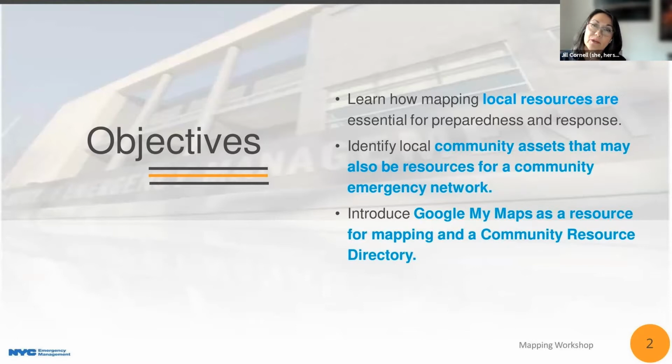So we are going to go into a little bit of a definition between assets and resources, but we have a really fun way to help you learn the difference, and it might give you some insights into different kinds of resources and assets that exist right outside your door. We're going to introduce Google My Maps as a tool for mapping and creating a community emergency response directory. We do have a lot of resources that accompany this training, and we're going to give that to you early next week, in addition to the slide deck.